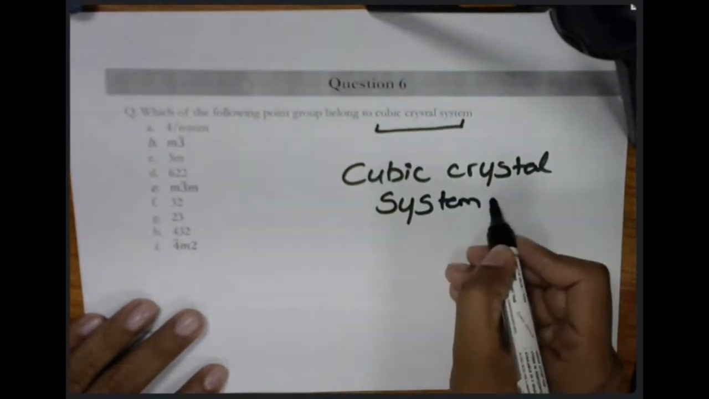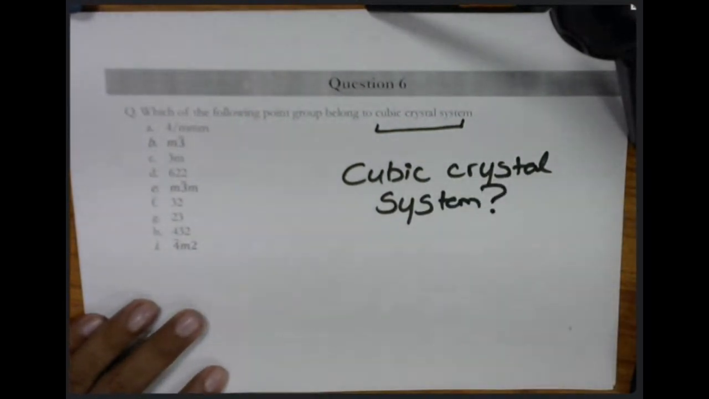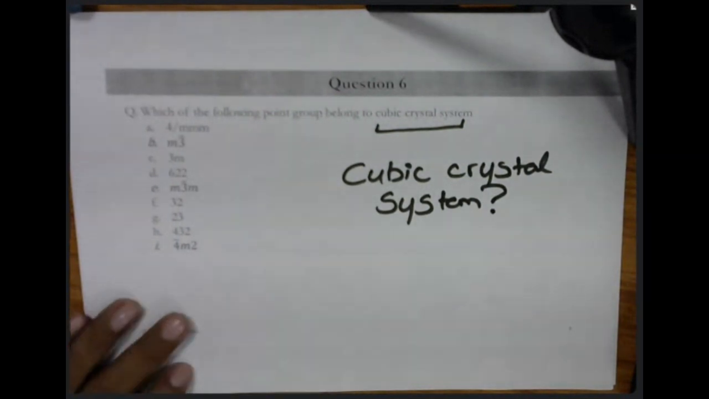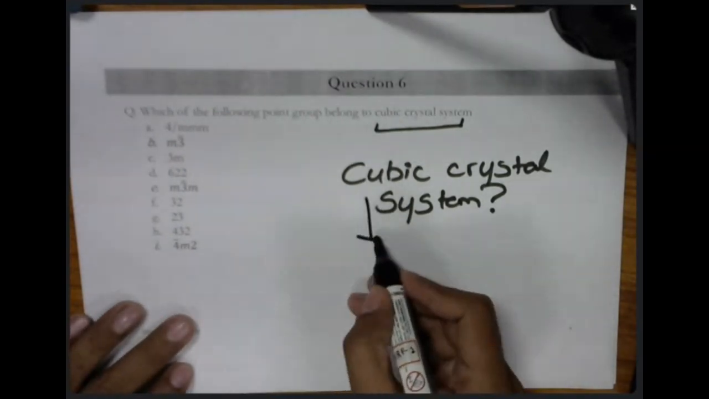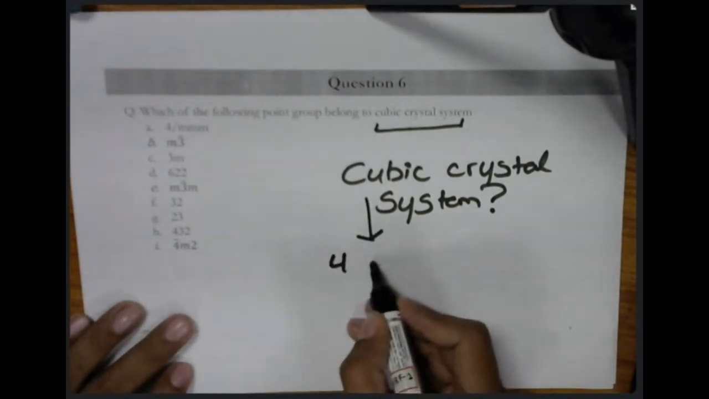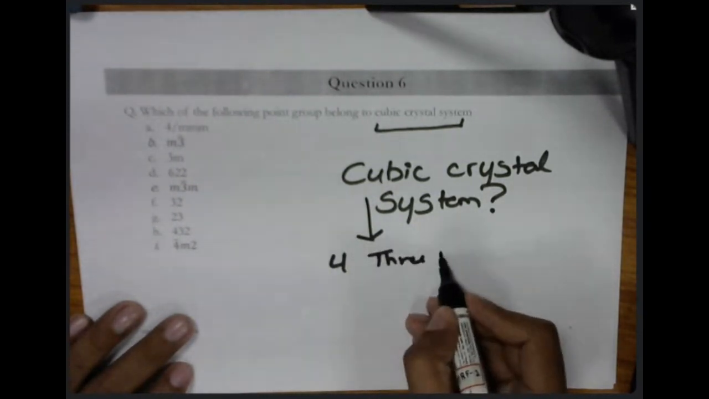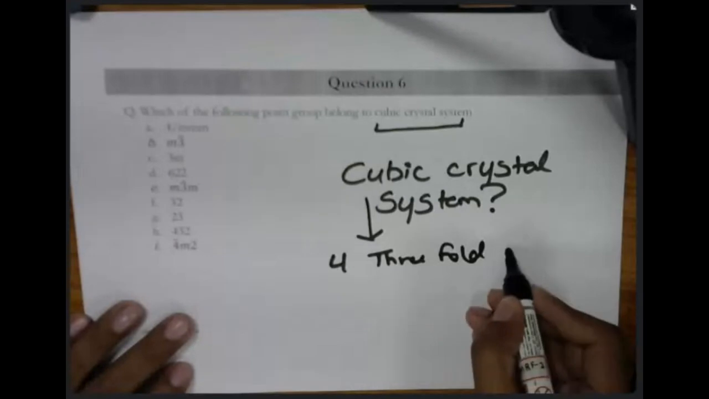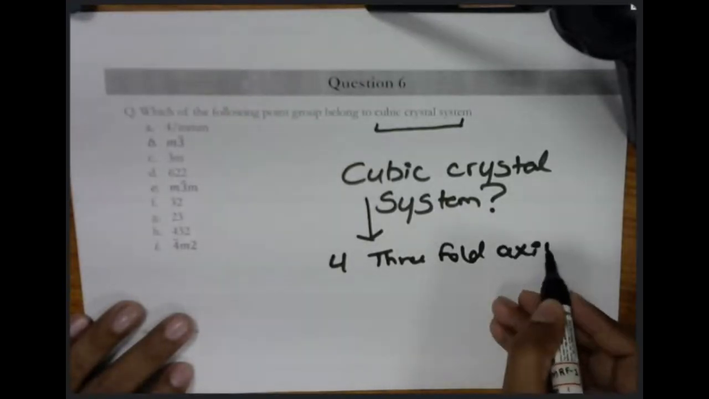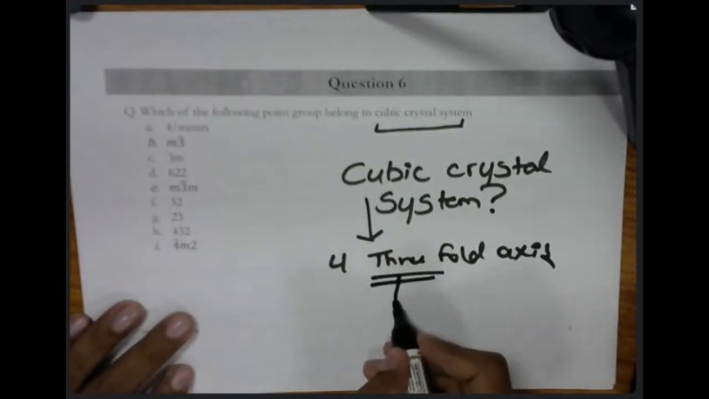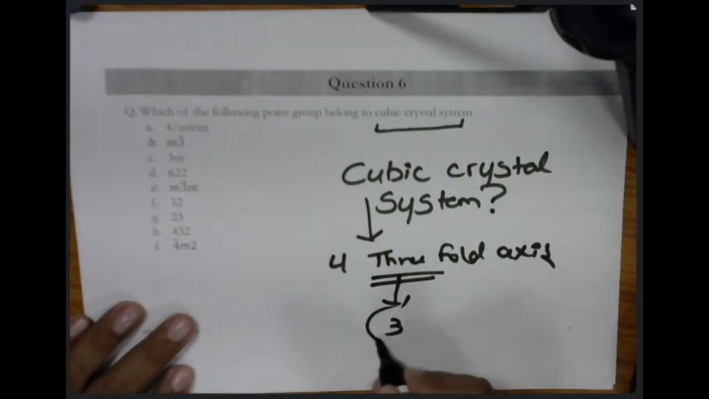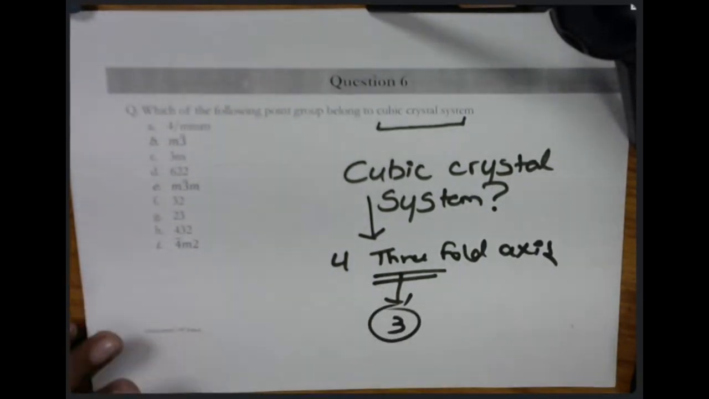Okay, so what do we know about the cubic crystal system? That the defining symmetry for this is the four threefold axes. So we can say that okay, a threefold will be there. So we will remove all the point groups which are not having a threefold for the time being.